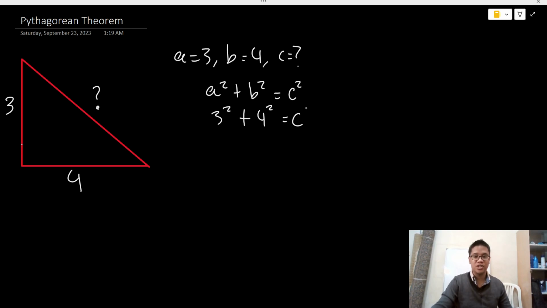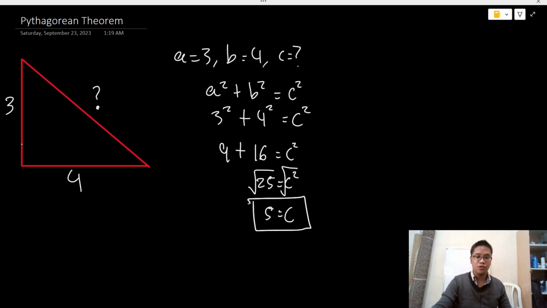Then C squared. So here, 3 squared is 9, 4 squared is 16, and we have C squared. Now you will have a total sum of 25. Now let's find your C. To find your C, you will take the square root of both sides, and we will have 5 as your C. Therefore, this is 5.